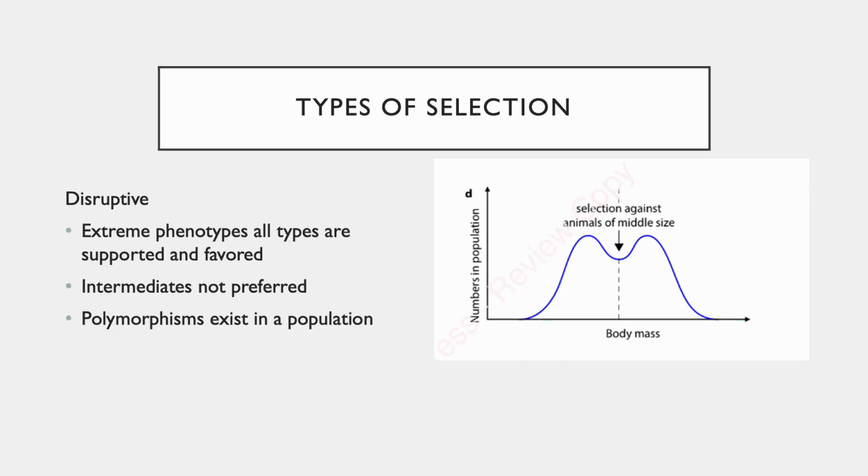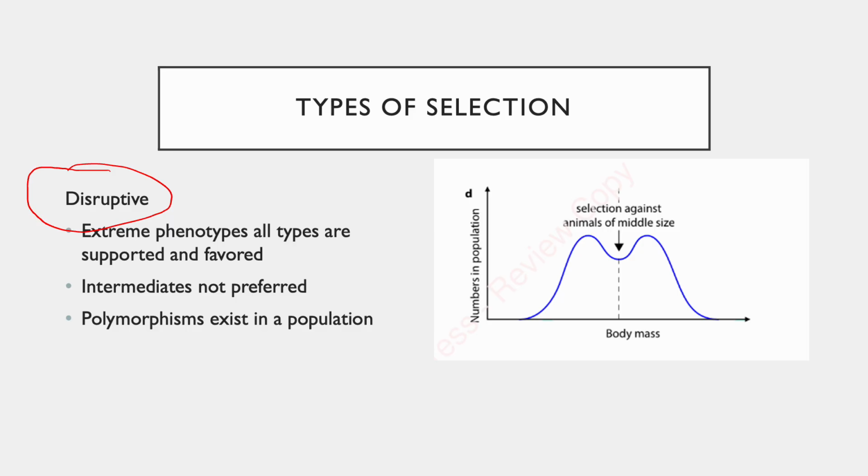So the next type of selection, the third one which we talk about, is the disruptive selection. When we talk about the disruptive selection, this is the most confusing selection. So in this case, when the selection pressure is put, it does not favor the intermediate phenotypes at all. It's only the extreme phenotypes which are actually preferred.